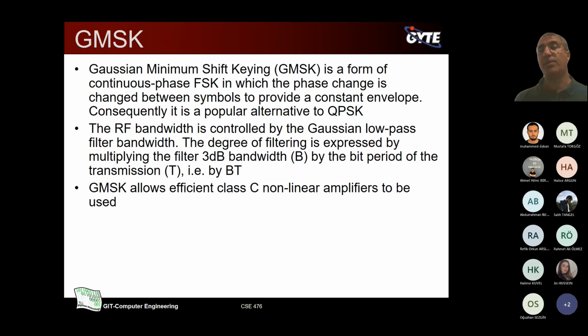Another popular method in terms of modulation is GMSK, Gaussian Minimum Shift Keying. This is a form of continuous phase FSK, in which the phase is changed between symbols to provide a constant envelope. So the main goal is to try to provide a constant envelope in this FSK.